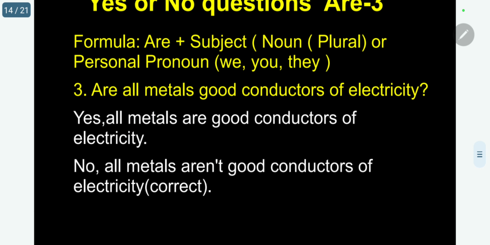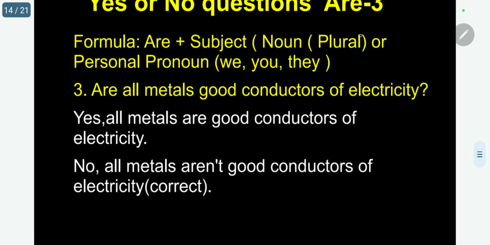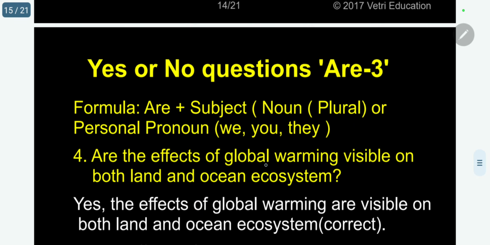If it is yes, all metals are good conductors of electricity. No, all metals aren't good conductors of electricity. So this is the correct answer actually, because all metals are not good conductors. Normally we commonly use copper and silver as coil and wire, so they are good conductors. Iron, okay? So this is the answer. So that is the correct one. Logic. Next question.